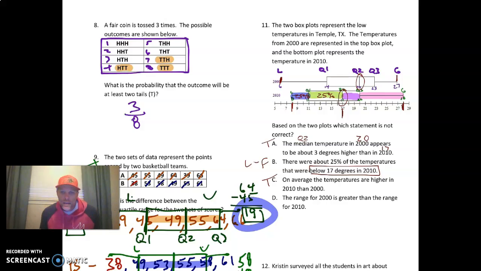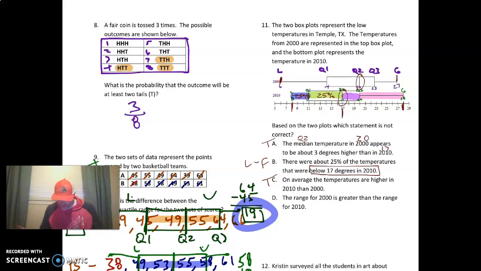D, the range for 2000 is greater than the range for 2010. Range is how far apart something is. If I'm in Salado and you're in Moffett, we're 25 miles apart. That would be the range. Anyways, it's how far apart something is.